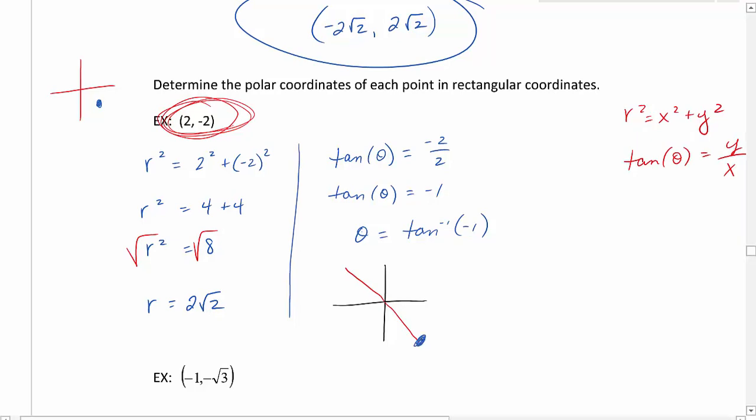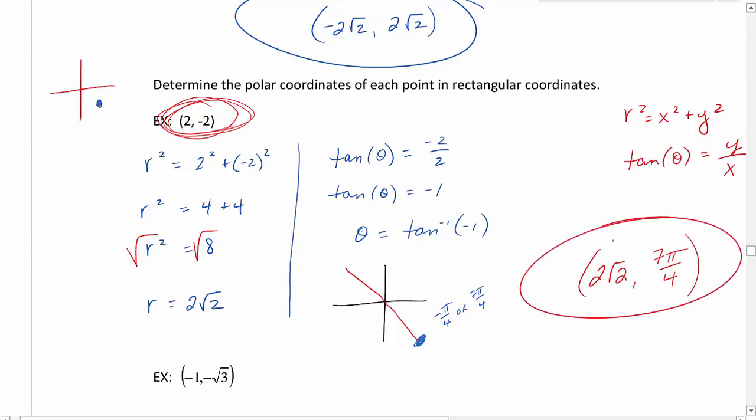And because of coterminal angles, we have two options. We can use negative pi over 4, or we can use 7 pi over 4. It doesn't make a difference, because with polar, we know there's an infinite number of correct answers. So I think I'm going to use 7 pi over 4. This is going to be 2 square root of 2, comma, 7 pi over 4. I don't like to use negatives if I don't have to.